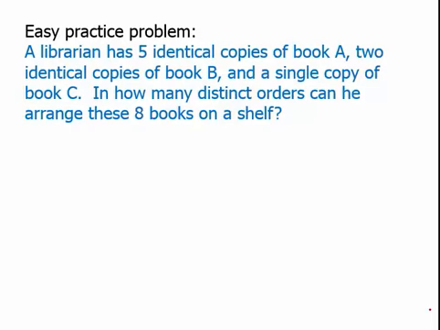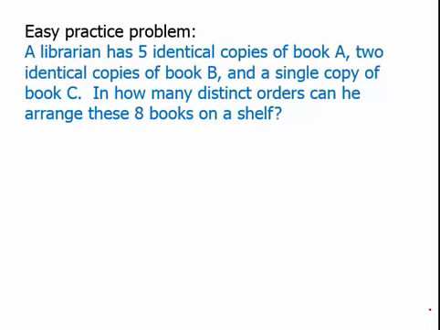Okay, so this is a problem that falls in line with the formula that we discussed above, so we can just use that formula. We have 5 identical copies of one book, 2 identical copies of another book, and then a single copy of a third book. So we have 8 books altogether. We're going to put all 8 on the shelf, and we want to know how many distinct orders we can create.